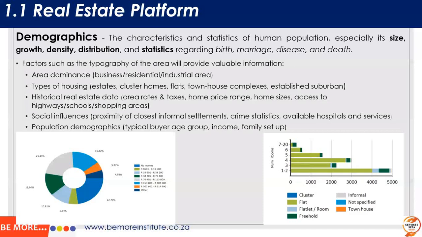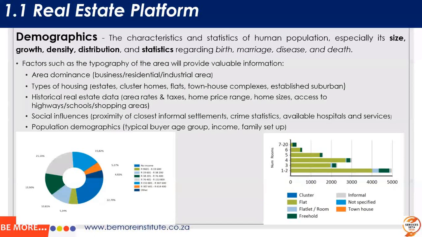What we also need to take into consideration when defining your area is the historical real estate data. What are those? The area rates and taxes, the home price range, the home sizes, access to highways, schools, and shopping centers. Because you need to take all of these into consideration, especially your area rates and taxes. When you buy that property, as much as you'll be doing your bond repayments, you also need to factor in your area rates and taxes, which are influenced by the price of your property, and you pay them monthly. So when you budget, those things are important.